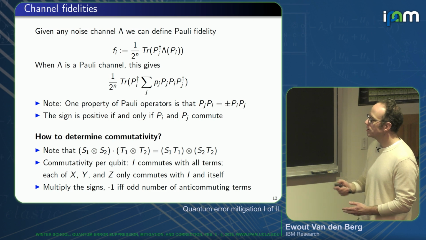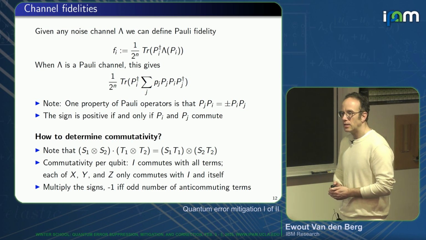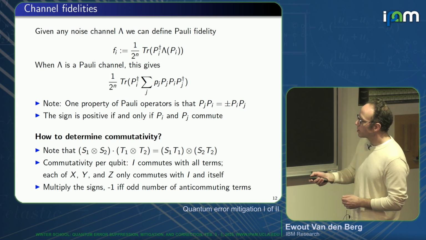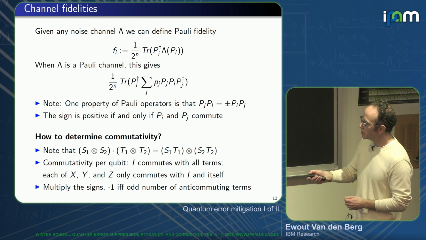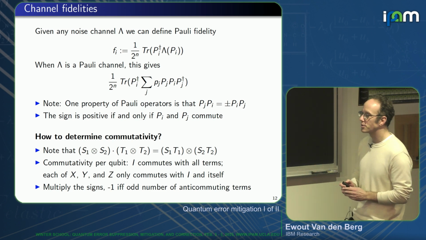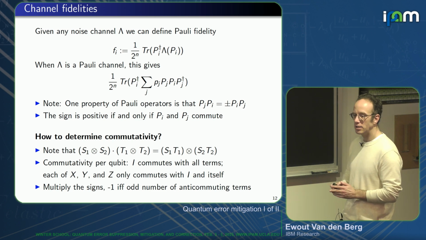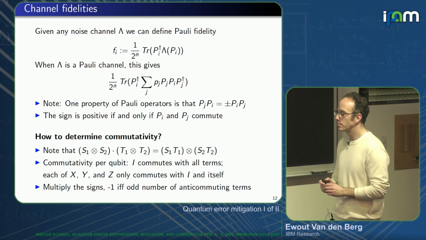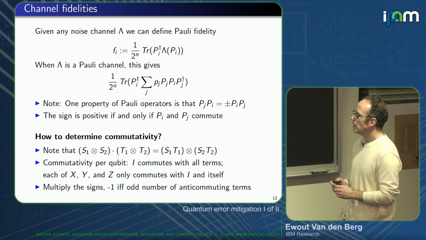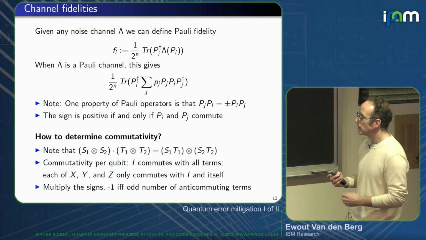One property of Pauli operators is that if you multiply them, Pj times Pi, and you switch the order, that will give plus or minus, and that holds for any Pauli. The sign is positive if and only if Pauli Pi and Pauli Pj commute. So how do you determine if two Pauli operators commute?